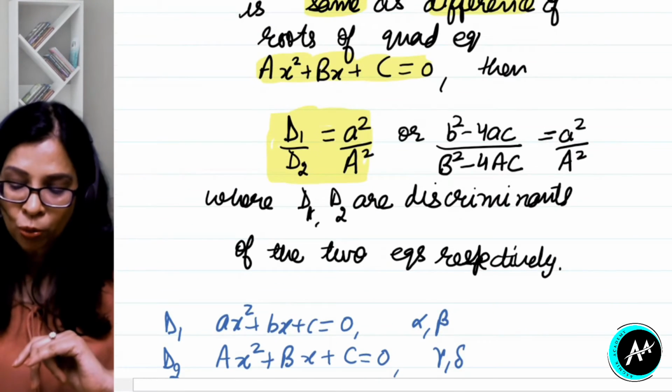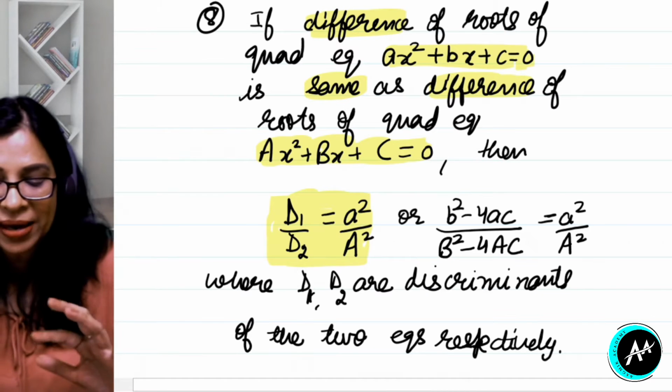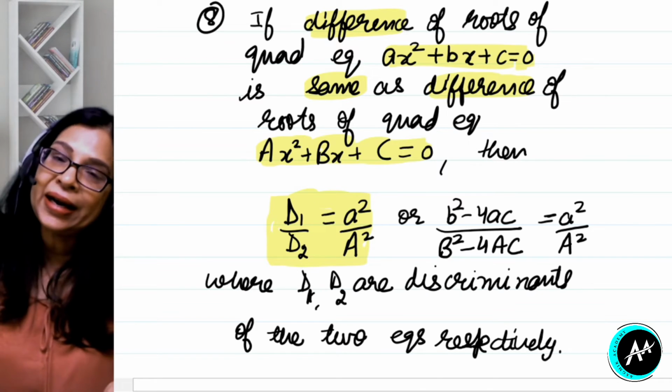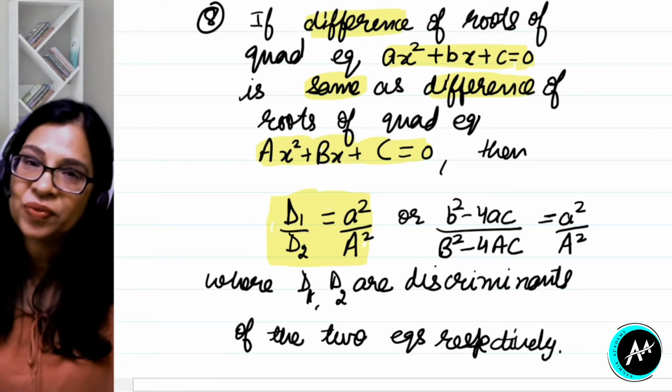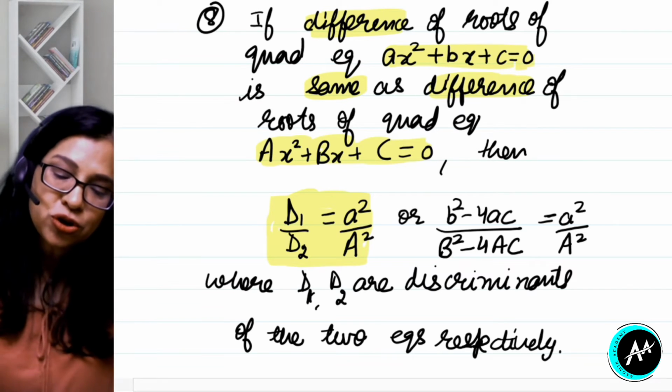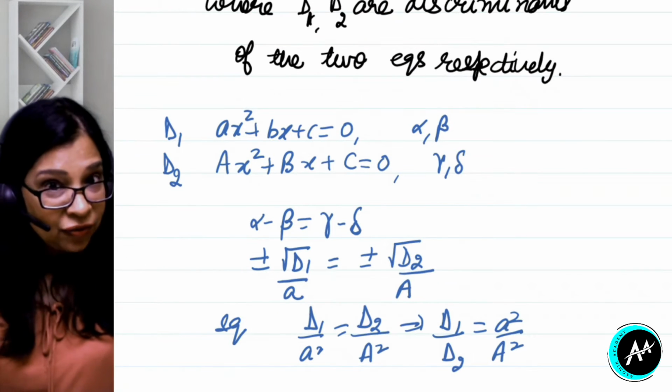All right. So I hope you have understood this, that if the difference of roots of the first equation is the same as the difference of roots of the other, then d1 upon d2 is small a square upon capital A square. Right. Let's move on to the next result now. Now this would be the last one. Then we'll do some questions.